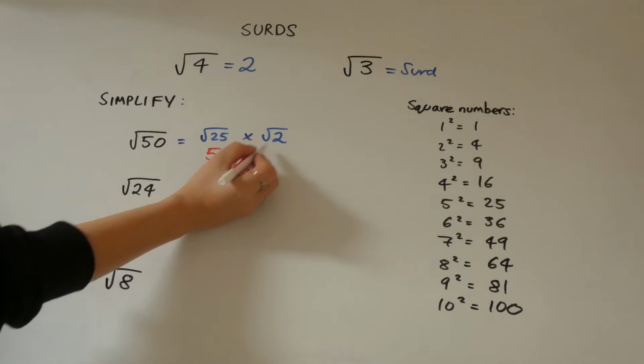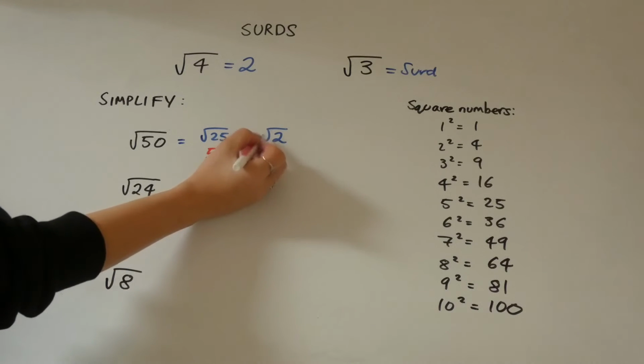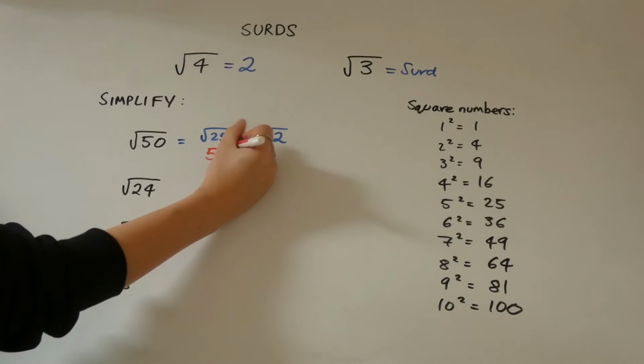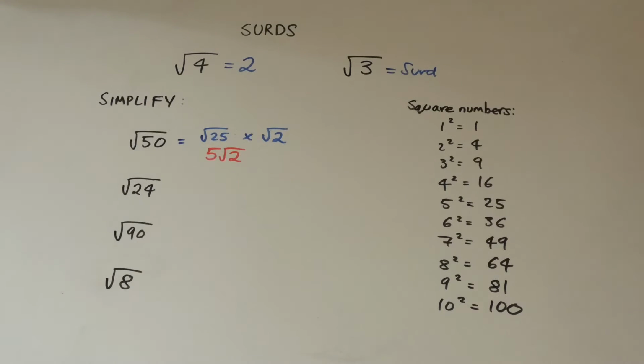And we know 2 is not a square number, so therefore root 2 is irrational, or it's a surd, so we can keep it as it is. So we get 5 root 2 as the answer.